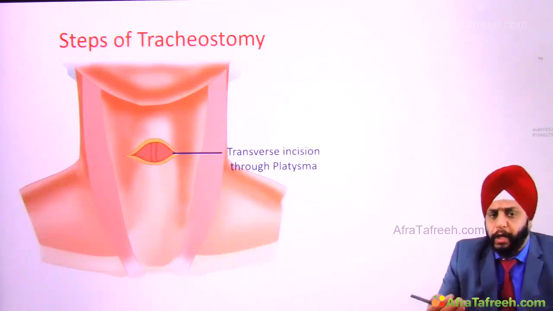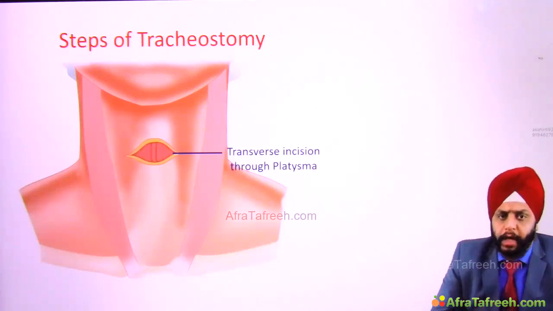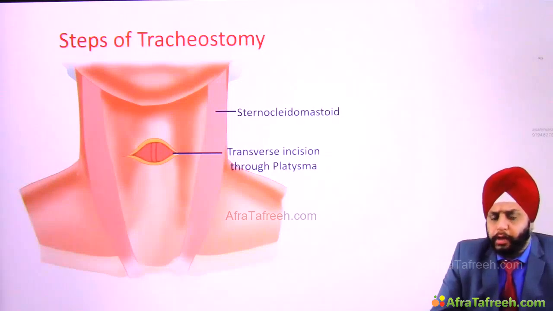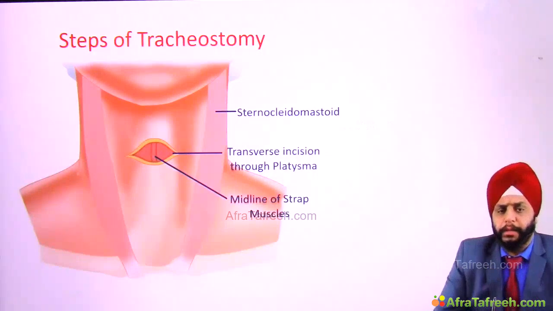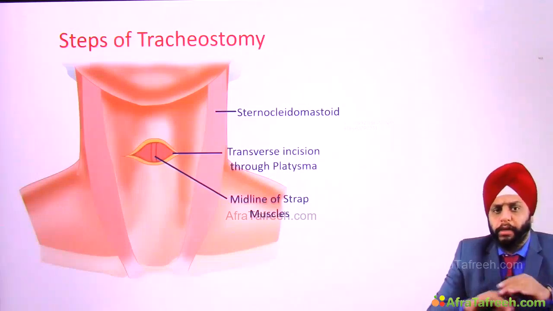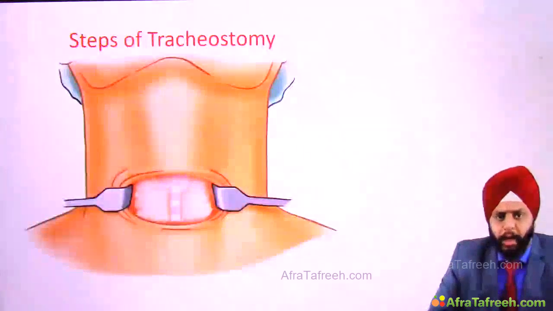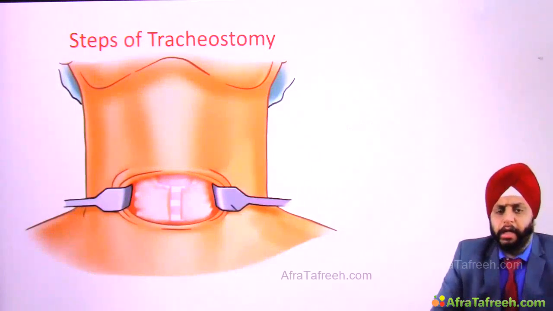So that depends whether you are doing a routine or an emergency tracheostomy. Okay, so now you can see the strap muscles, and this is the sternocleidomastoid. In the midline of the strap muscles, you just separate them. You don't need to cut them, you just move them away, and you see we have moved away the strap muscles.